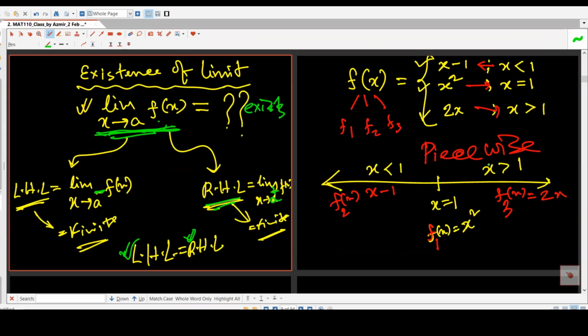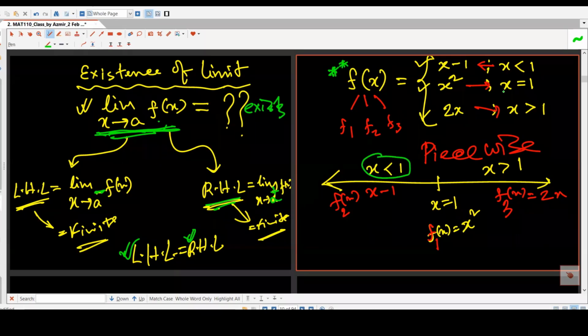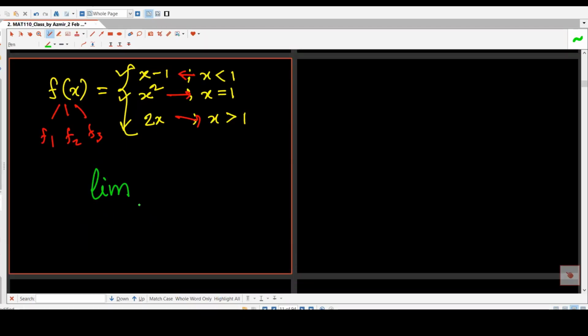So we can see from here that we have a piecewise function. This will be the best example to understand the existence criteria of limit. So we have taken a function f of x. f of x has three parts. Some part is defined for x less than 1. Another part is defined for x greater than 1. And another one is for x equals 1. Let me write the question first. We want to evaluate the limit of f of x when x is approaching 1. This is our question.